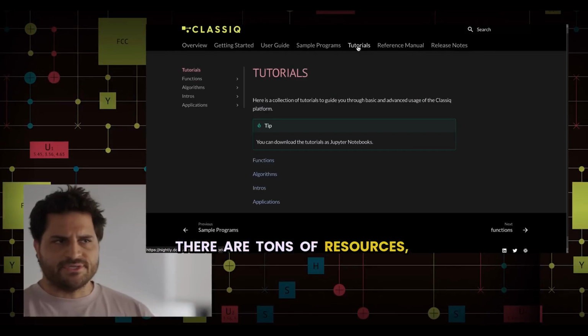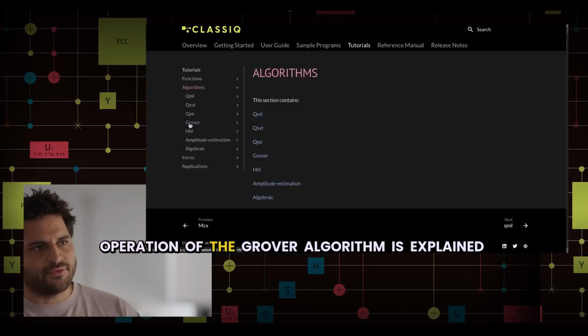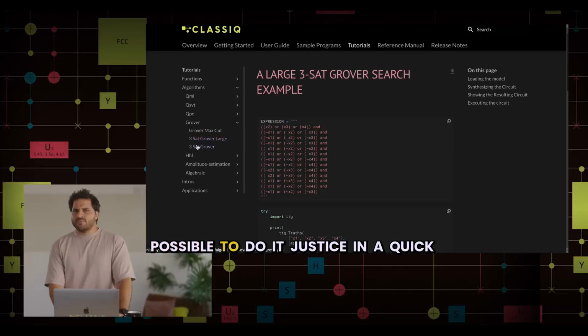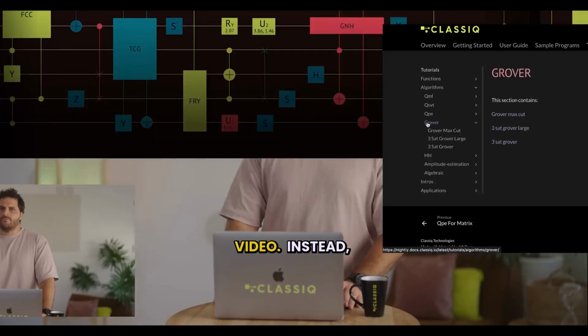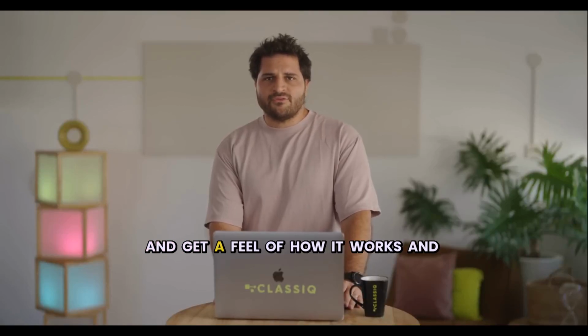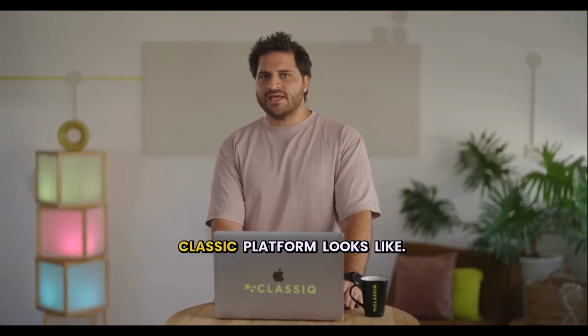There are tons of resources, including in our very own Classiq documentation, where the principle of operation of the Grover algorithm is explained in depth. It's not really possible to do it justice in a quick video. Instead, we will look at how we find solutions to a simple arithmetic expression with Grover and get a feel of how it works and what the circuit we synthesize using the Classiq platform looks like.